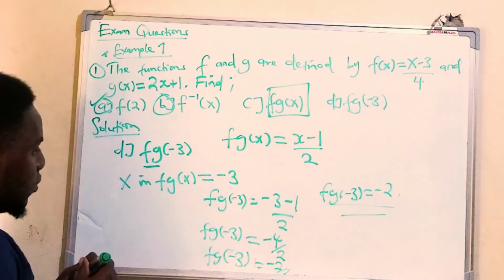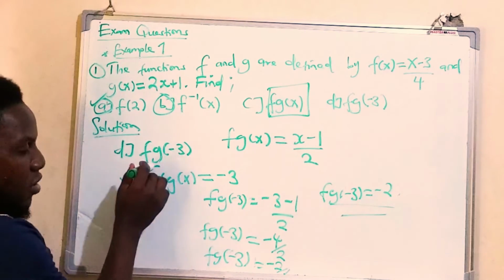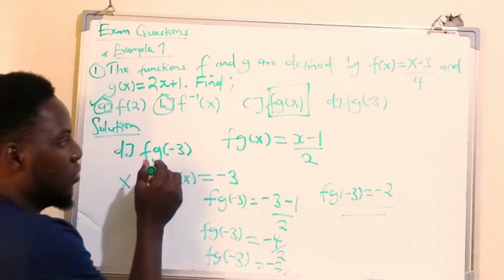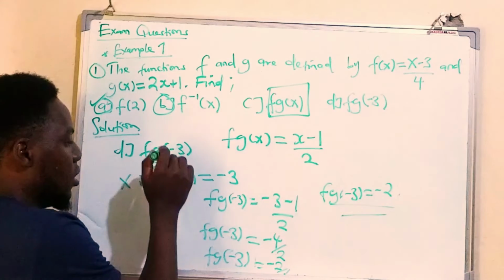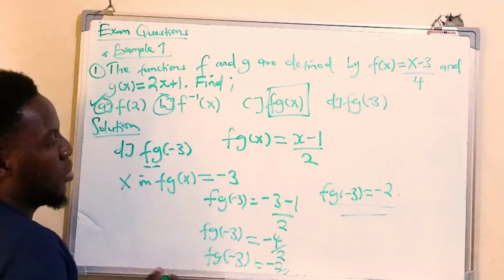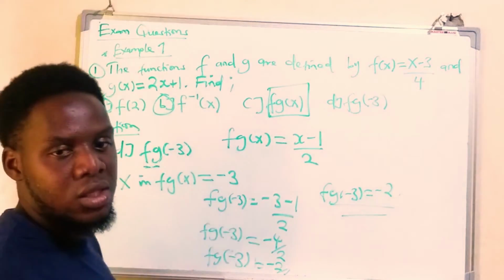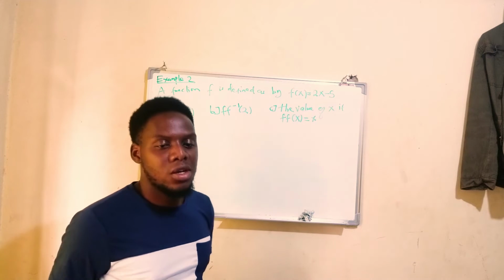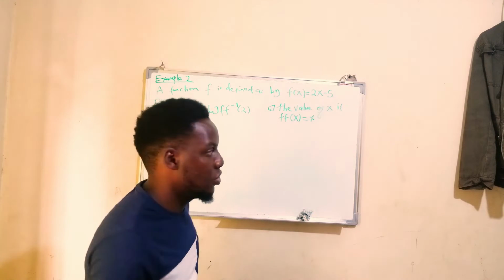So we first look at fg of x. Do we have fg of x? If we didn't have fg of x, we solve for it. Then while there is x in that fg of x, you put -3. But we didn't solve for it because we have already found it in the question. Okay, so now we are done with example 1. Let's go and do our last example of this video.